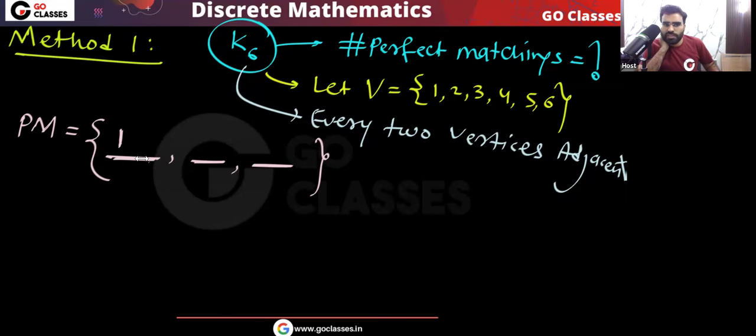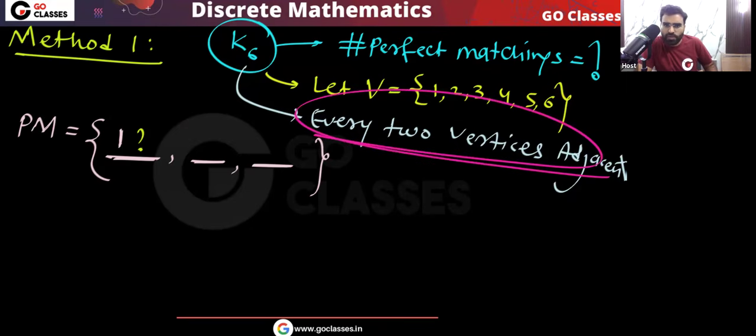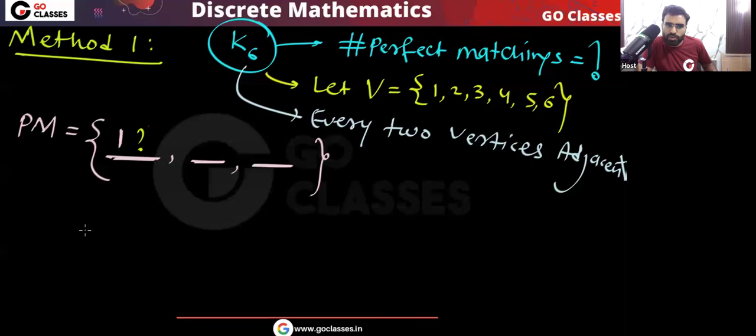Now tell me, for this edge, or I can say for this partner of 1, how many choices do I have? I have 5 choices. I can take any of them, because this is a complete graph, so between every two vertices there is an edge. Every two vertices are adjacent. So for the partner of 1, there are total 5 choices.